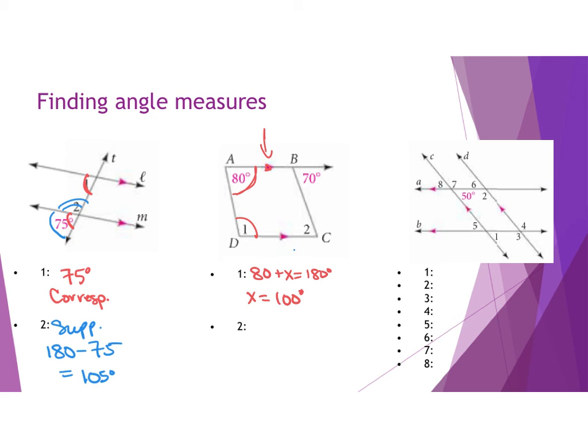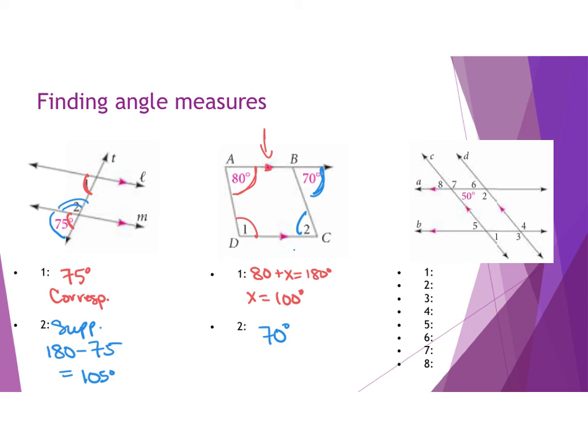And for angle 2 here, let me change my color. So for angle 2 and angle 70, the relationship here is that these are going to be alternate interior. So because they're alternate interior, then that tells me that 70 and 2 are the same. So angle 2 is actually 70 degrees. And then when I look at my final picture here, we have a lot of stuff going on. So I like to start out with things like vertical angles and stuff like that first.